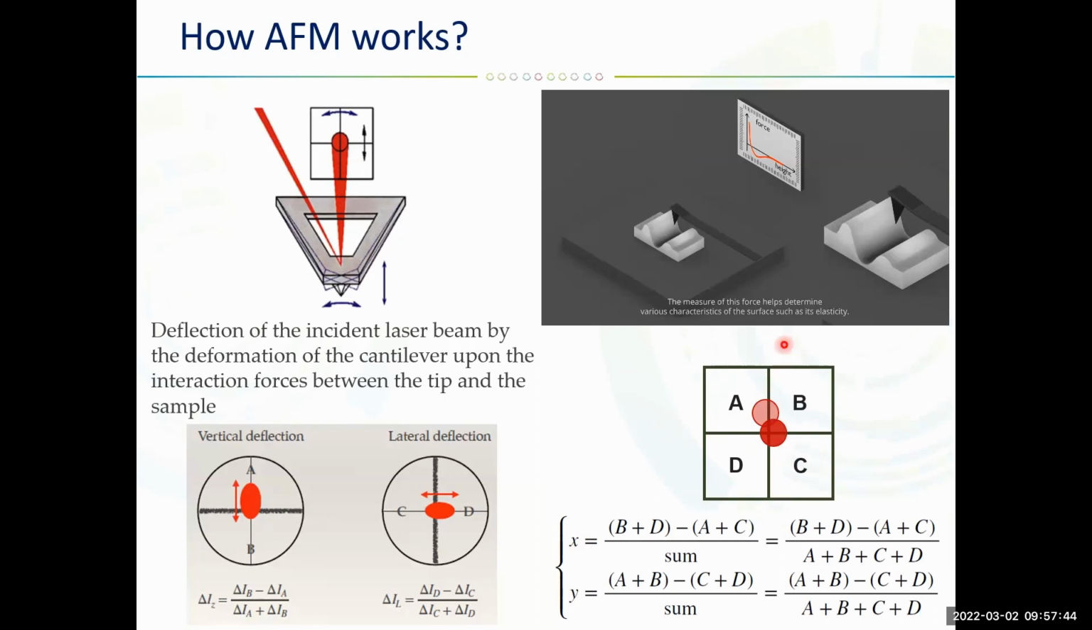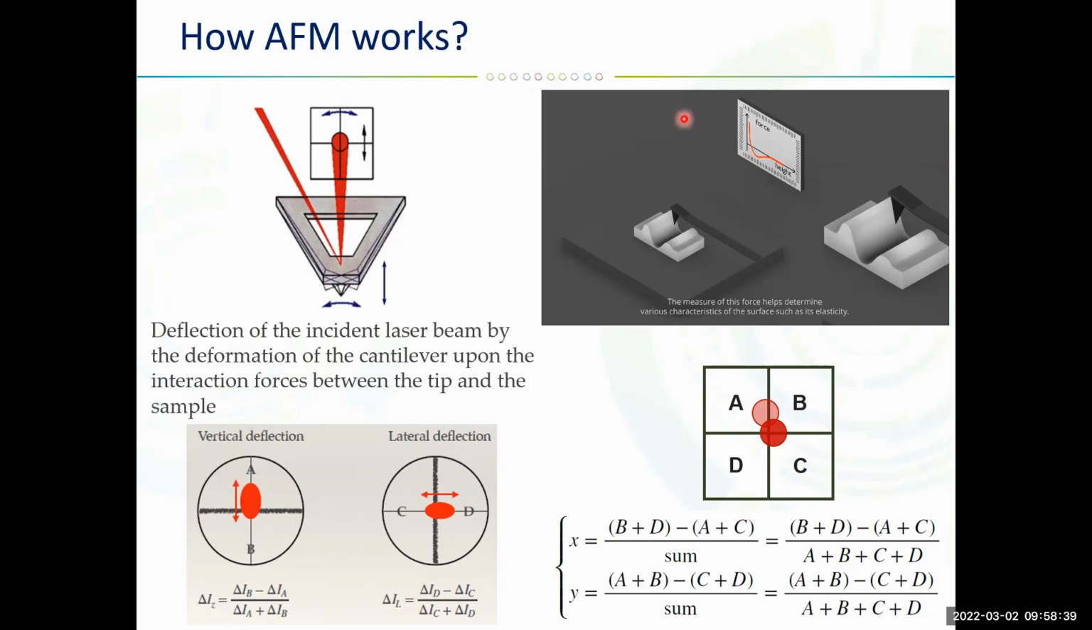Vertical deflection can be defined as this combination of the intensities. A, B, C, D is the intensity of each quadrant, and it is normalized by the sum of all intensities from all quadrants. So these are the formulas for vertical and horizontal, lateral deflection. For quantitative imaging, we really need this approach of the quadrants, and the fluctuation of the laser beam will be used for further calculations.